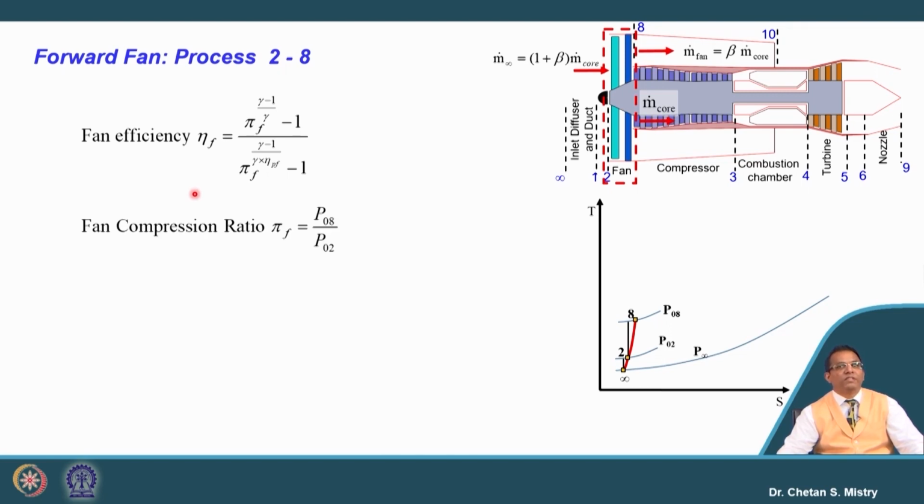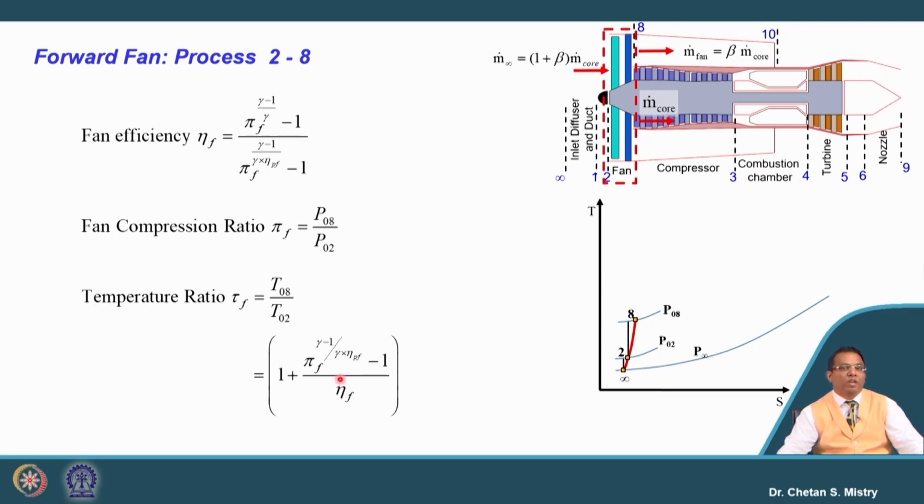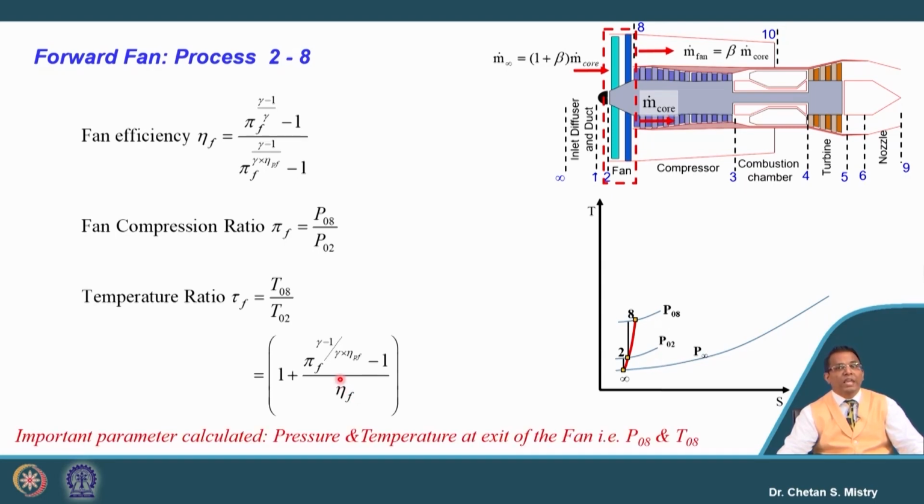Now, that being the case, we can represent our fan pressure ratio or compression ratio as P08 by P02. Now, we know we can write this in terms of temperature ratio also. So, this temperature ratio we are defining in terms of efficiency as well as pressure ratio. By doing so, we are able to calculate what will be the pressure and temperature at the exit of the fan.